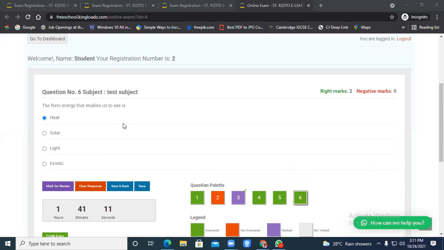Now, the other thing is that suppose it is an objective in biology, let's say in senior 5 or senior 3 or senior 2, and you have clicked on heat as the answer. After some time, you say it is not heat, it is something else. So you come to this red button, click on it and clear the response. Once you click there, it goes away. Then you can choose the correct answer, which you think is right, and afterwards you click save.